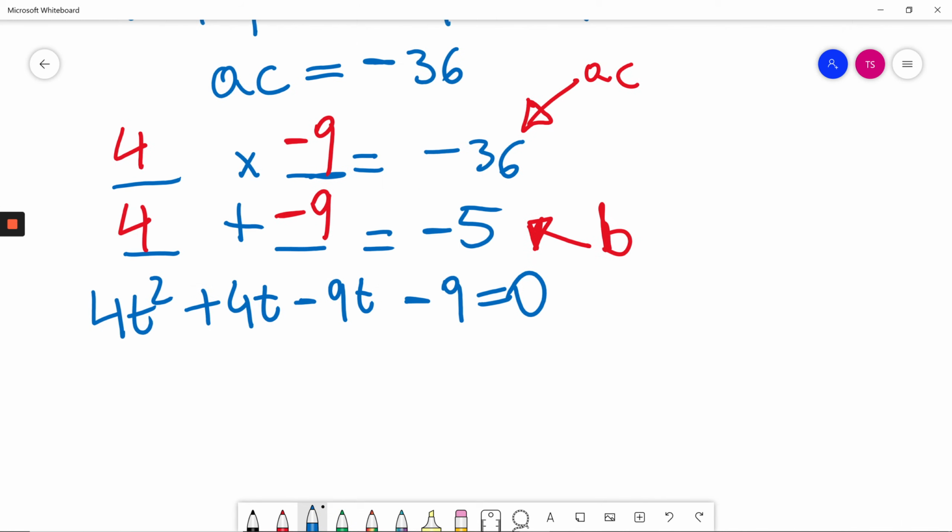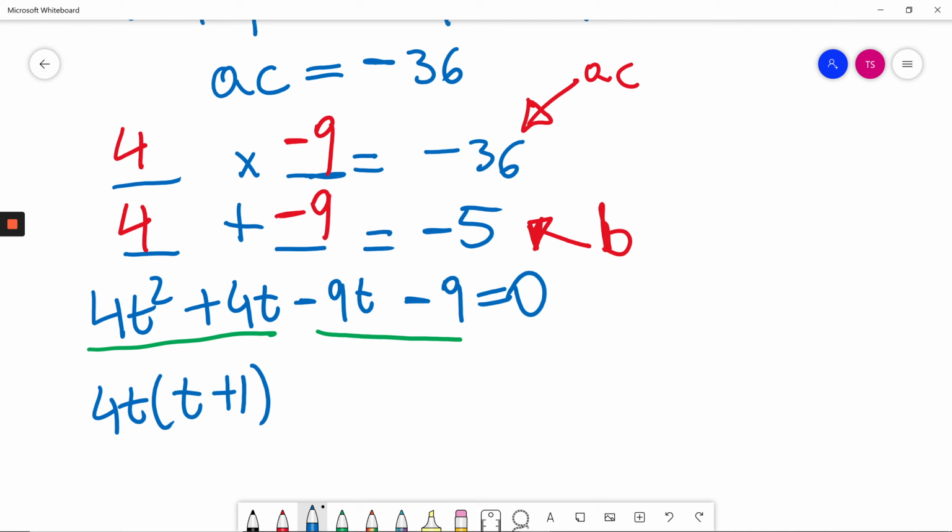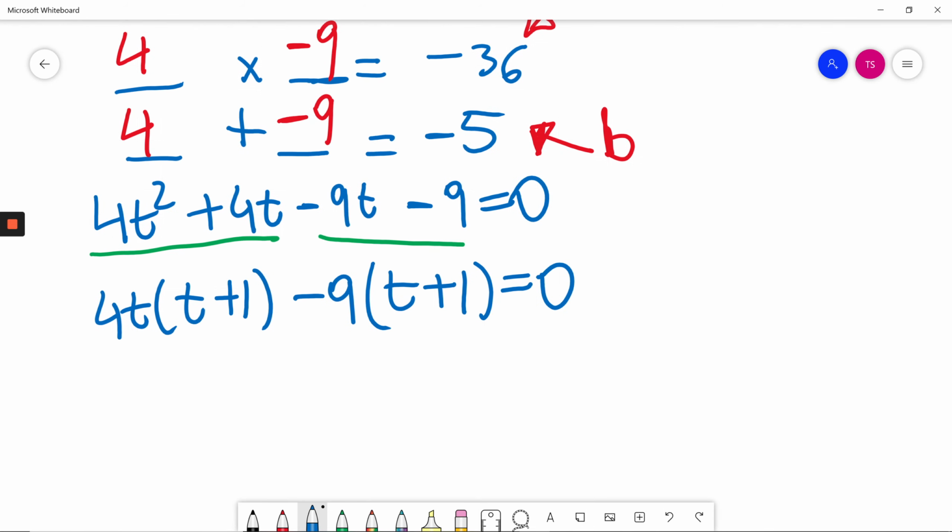I will factorize the first two terms. So this will be 4t squared plus 4t. I can put 4t in front of bracket. In bracket will be t plus 1. In the second two terms, I can put negative 9 in front of bracket. t plus 1. This is equal to 0. Now this becomes t plus 1 times 4t minus 9. This is equal to 0.